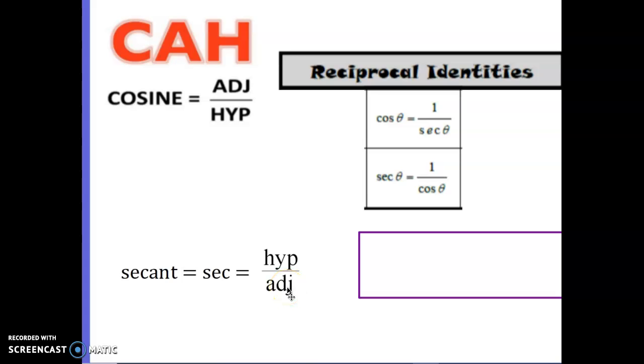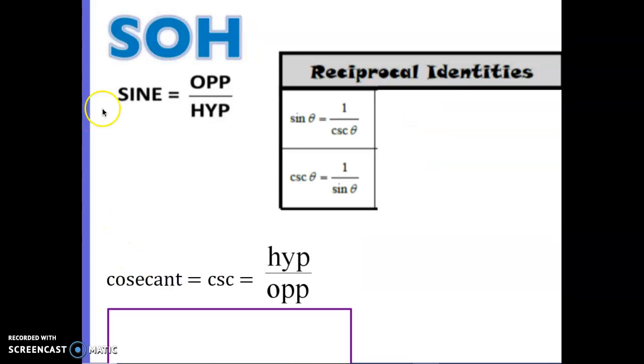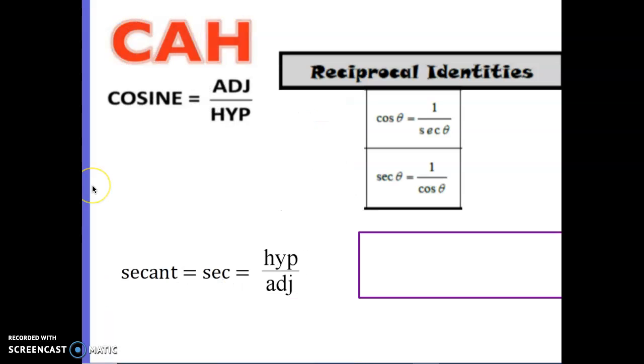Now, it may seem a little bit tricky that cosine goes with secant, and back here, sine goes with cosecant, like they don't match. But that's actually what you can use to help yourself remember. Remember that cosine does not go with the co. Cosine goes with secant, and sine goes with the co. Sine goes with cosecant. They're backwards of what you expect.